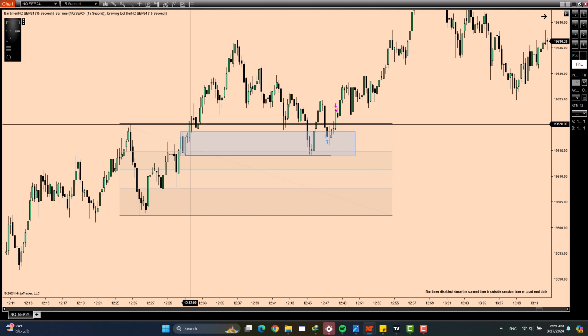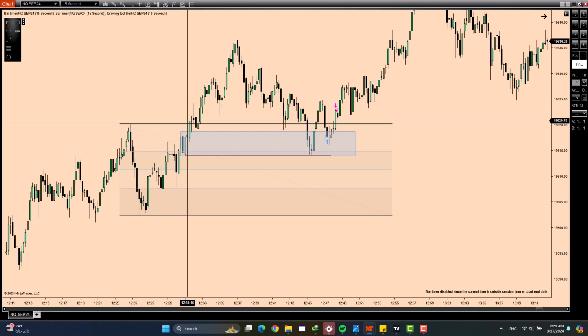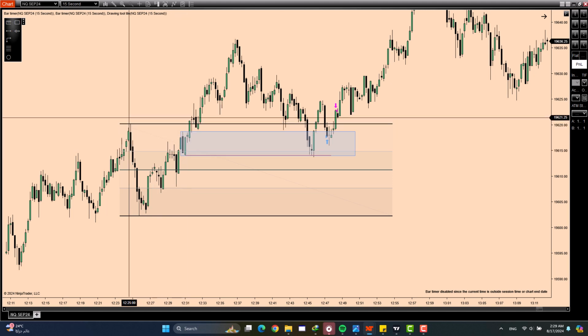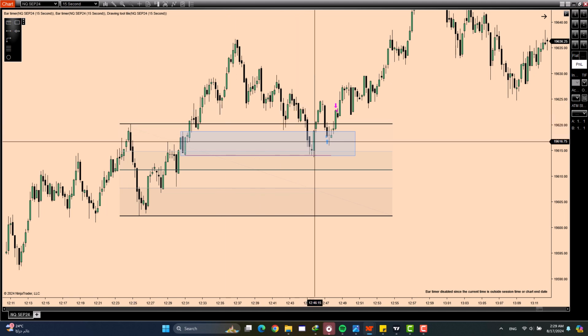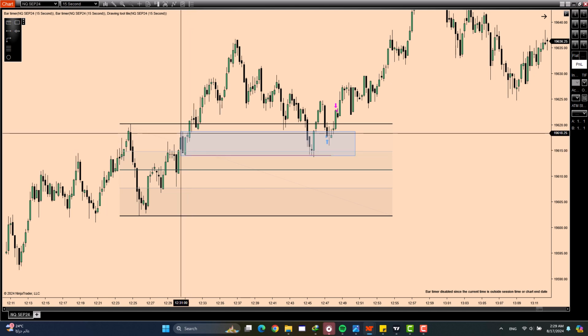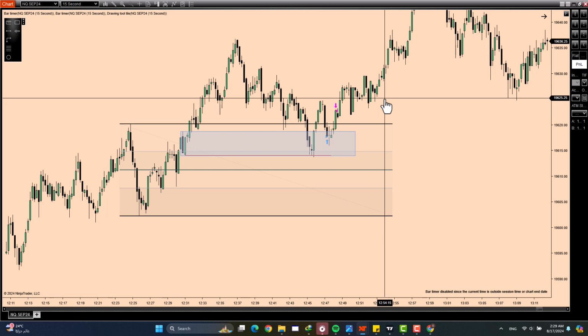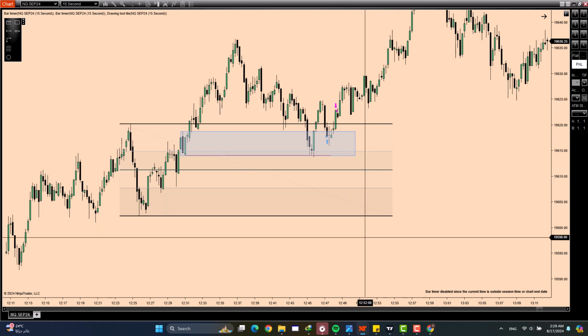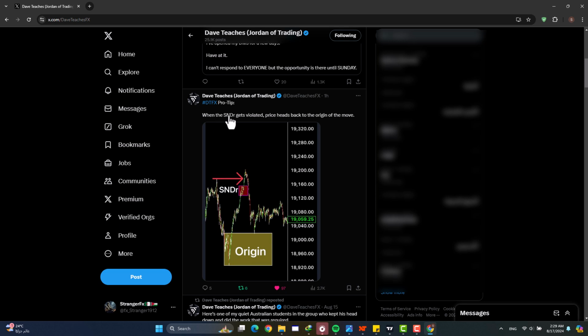So these are all DTFX, right? Beautiful break of structure, and this zone was responsible for it, right? Price traded to the downside, and it failed to take the low of this zone right here. This is something they've shared recently, which is when the SNDR gets violated, price is likely to hit back to the origin of the move. So this is the SNDR that broke this high. If price violates this, price is likely to return to the origin of this whole move to the upside.